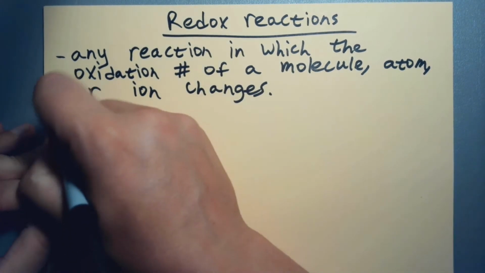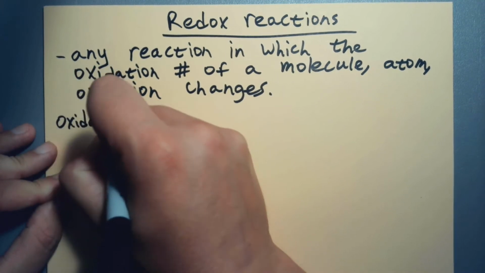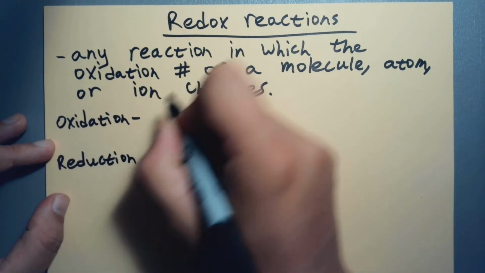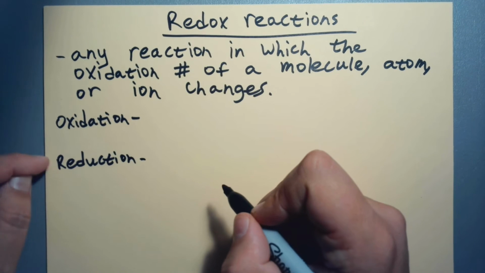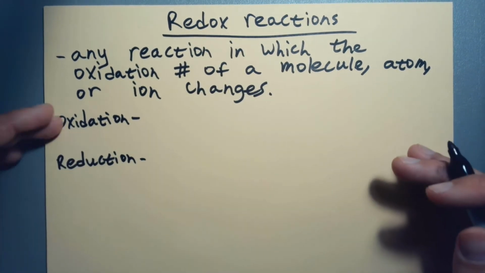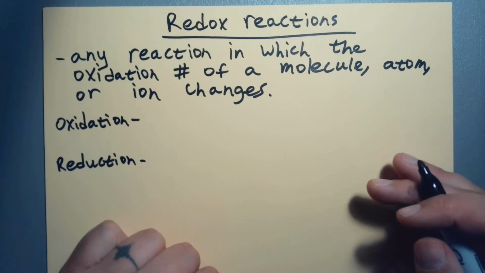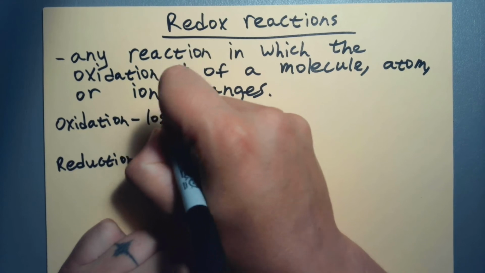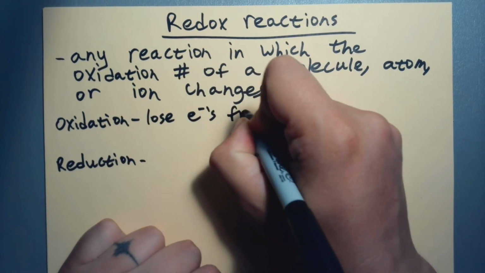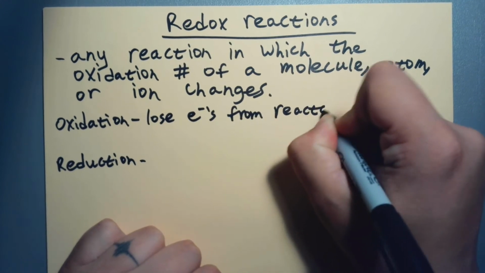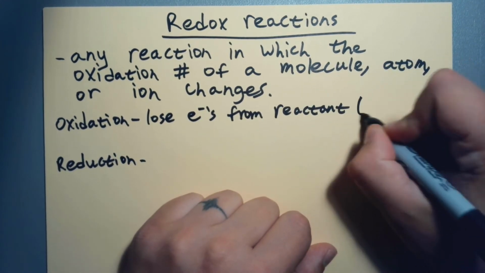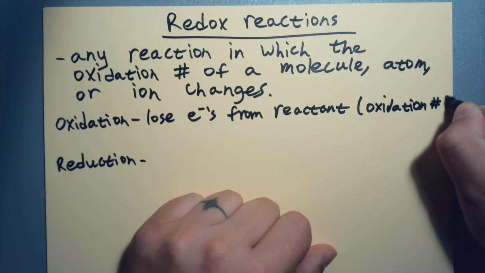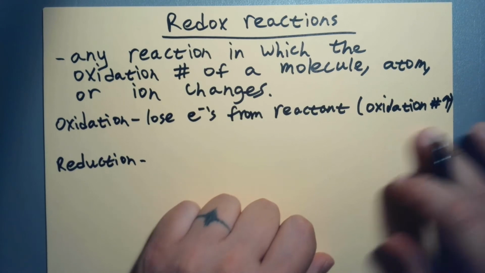So we're going to define oxidation and reduction. I've defined them in terms of oxidation number. You know, oxidation number goes up, oxidation number goes down. You oxidize, you reduce. But what does it mean in terms of electrons? Well, it actually goes the other way. So oxidation means you will lose electrons from your reactant. And we are saying oxidation number goes up. So I said that before, let's get it in writing.